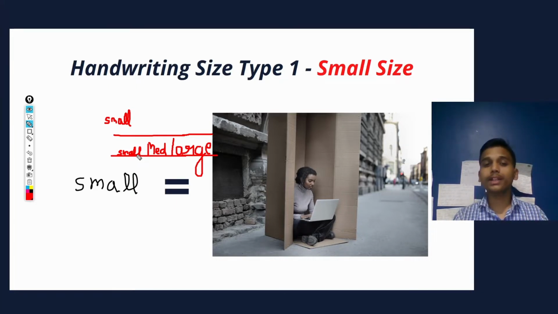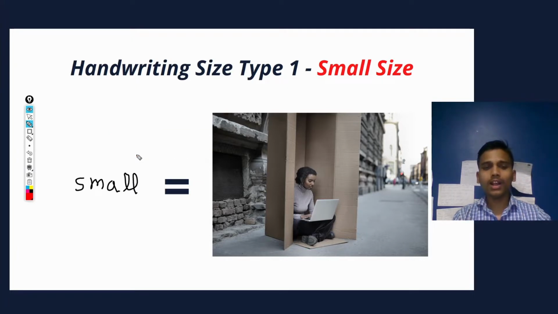Another way could be that if you are able to read handwriting from a long distance, it shows it's large handwriting, because you can read from a long distance, right? And if you are not able to read from a particular long distance, your arm distance, then it also shows that the writer has small size. Normally, we just look at handwriting and we automatically get the idea that the handwriting is small.